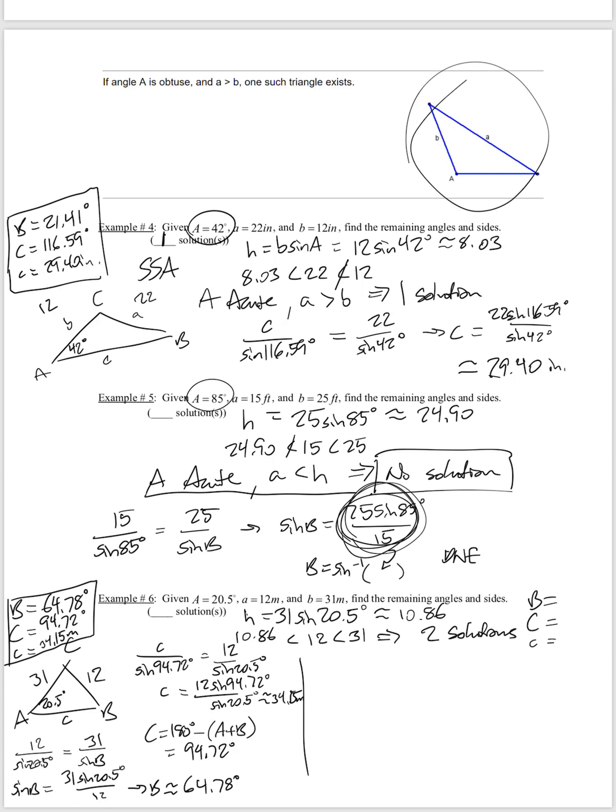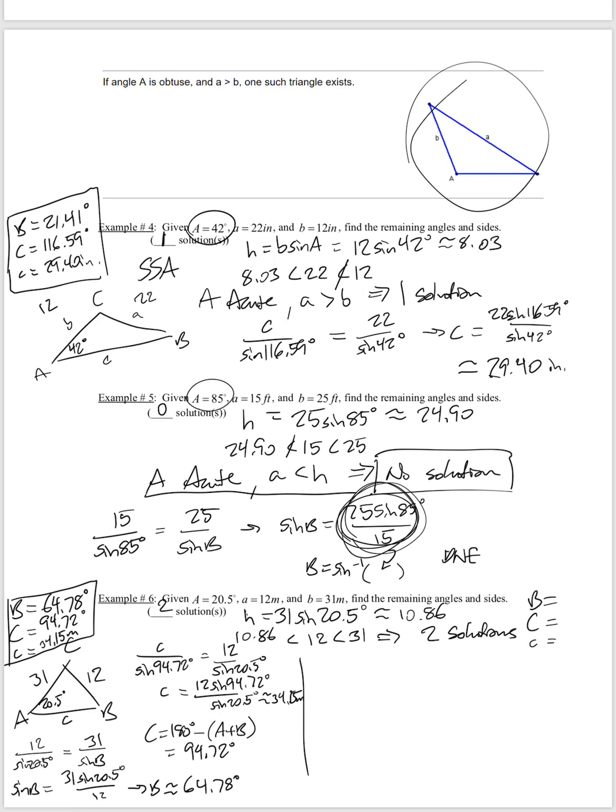But I know I had two solutions to this problem. I had two solutions because h was less than a, which was less than b. So there are two possible triangles that could be set up from this problem. This was one of them, where angle b is acute.